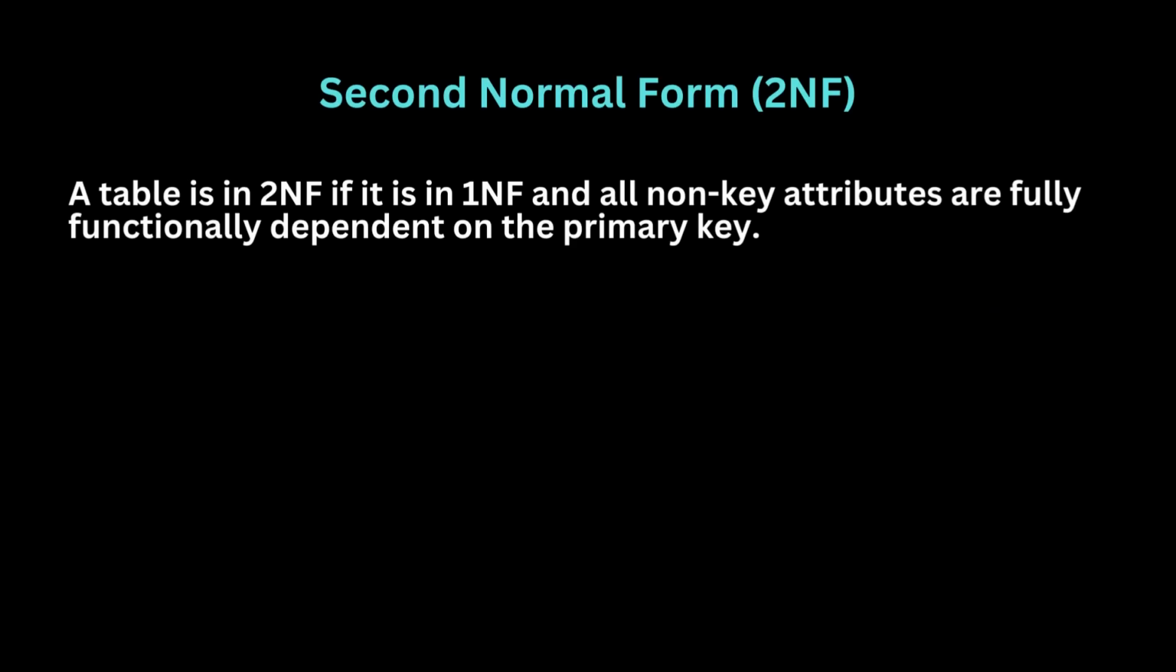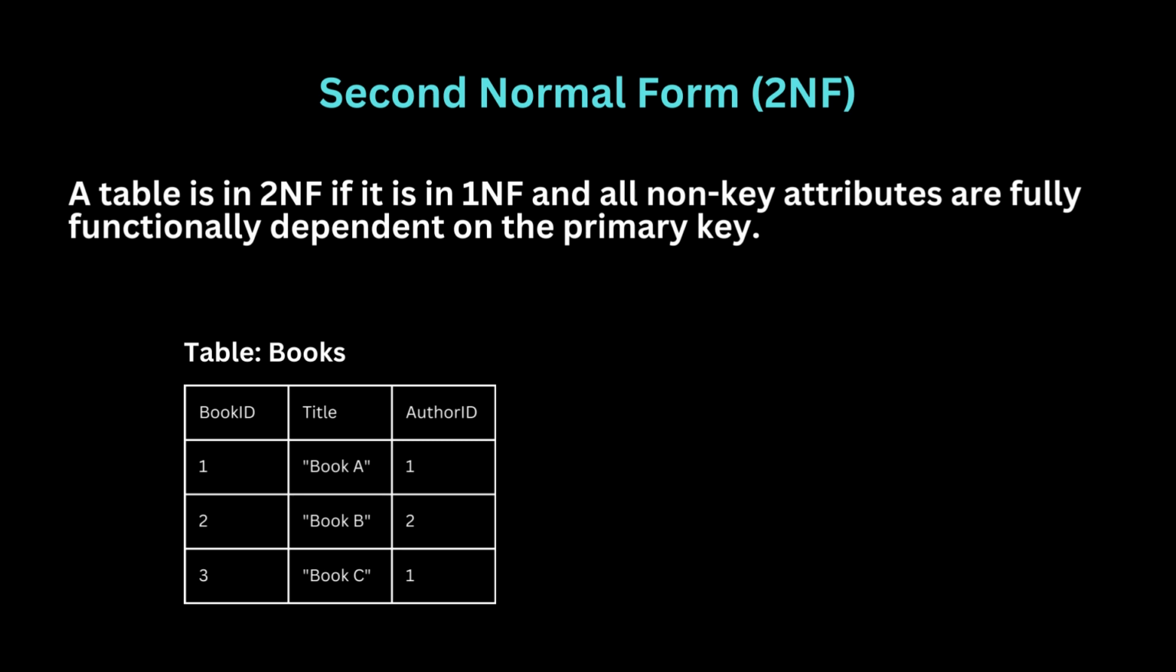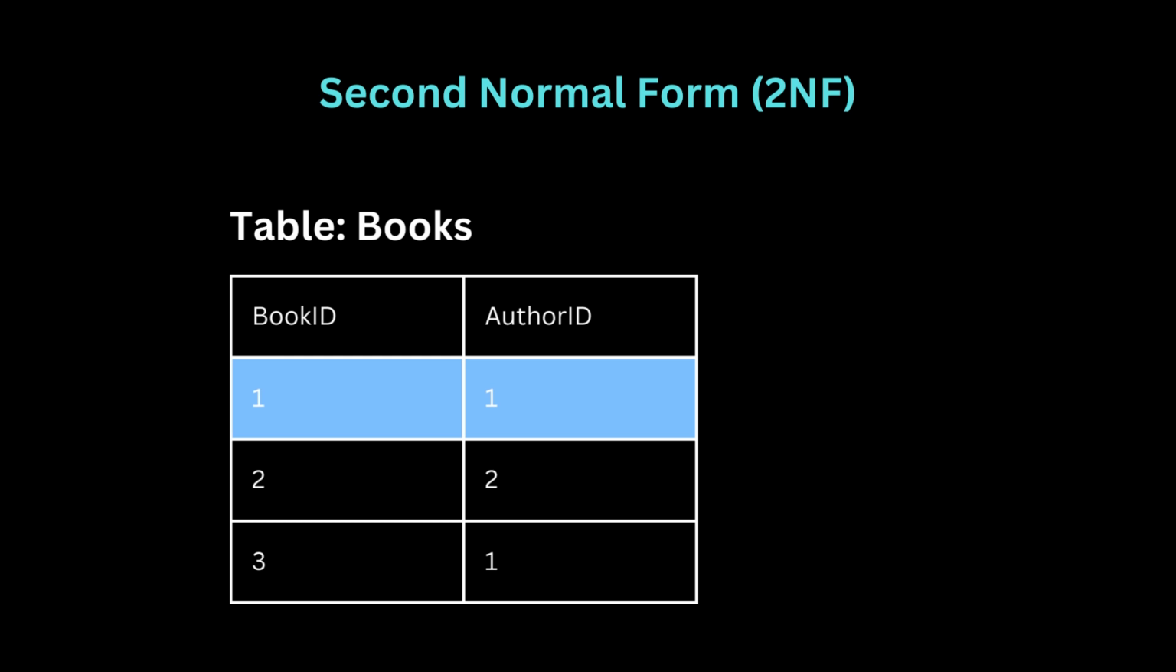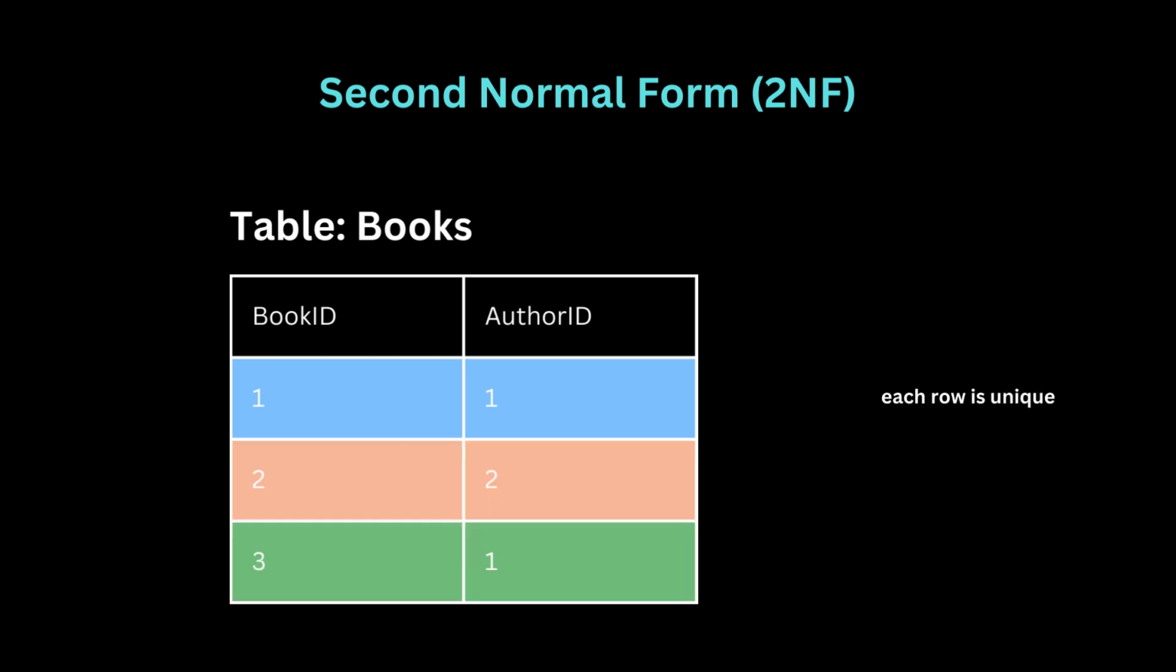Step 2. Second normal form. A table is in second normal form if it is in first normal form and all non-key attributes are fully functionally dependent on the primary key. In this example, the books table is already in second normal form. Because both the book ID and author ID together form the primary key, it means that each combination of book ID and author ID must be unique in the table.